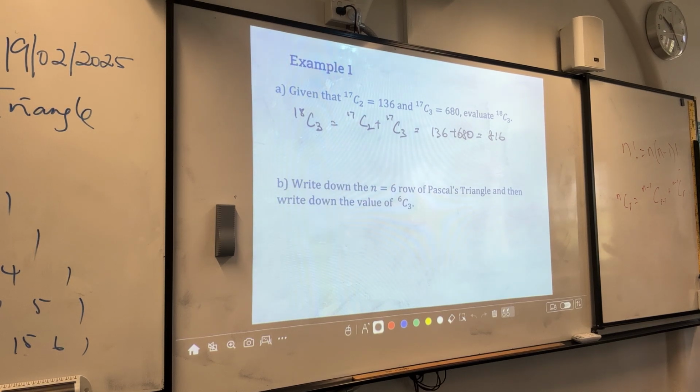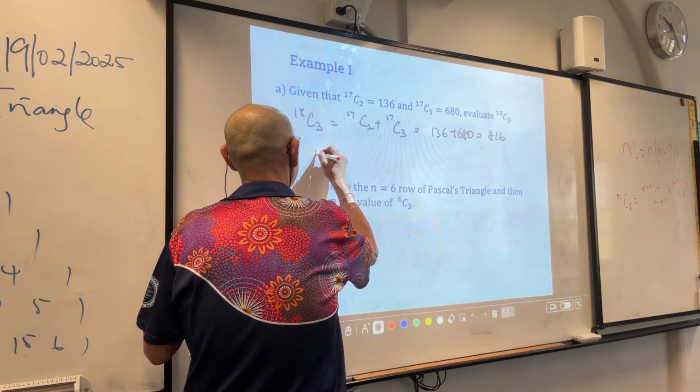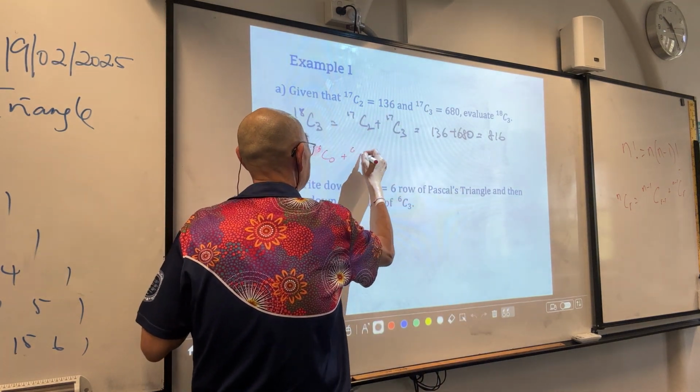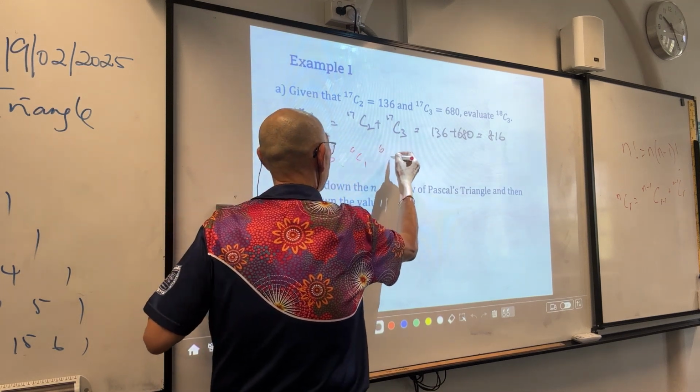Now, if you're asked to write down the sixth row of Pascal's triangle, you can either start doing it 6C0 plus 6C1, sorry, not plus, just work it out.